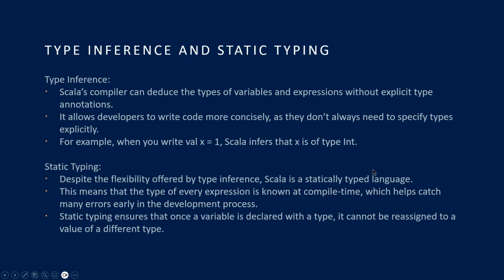Inference and static typing. Type inference: Scala's compiler can deduce the types of variables and expressions without explicit type annotations. This allows developers to write code more concisely, as you don't need to specify types explicitly. There are instances where you do need to do that, and we saw that in certain definitions like methods and functions.